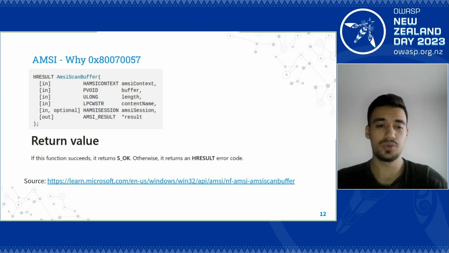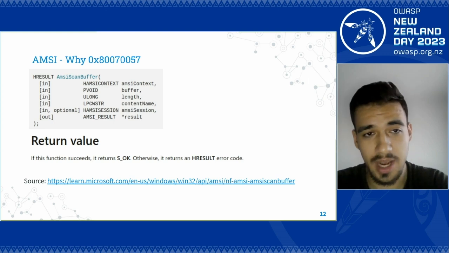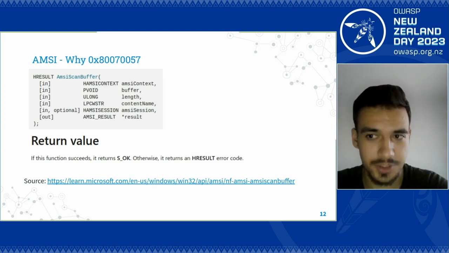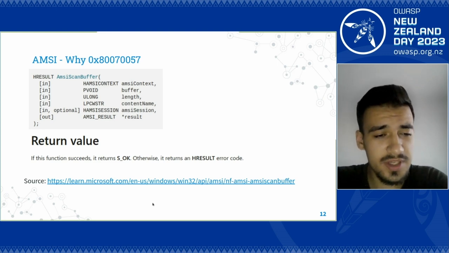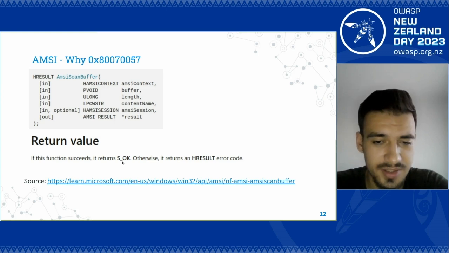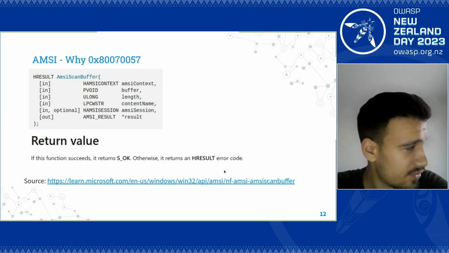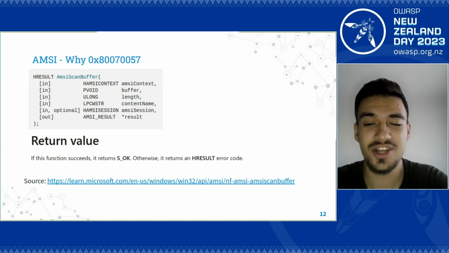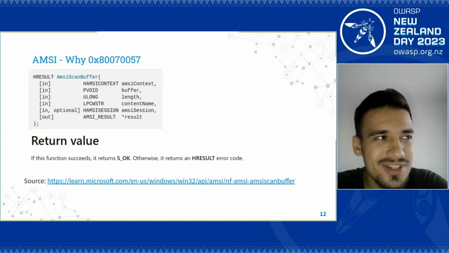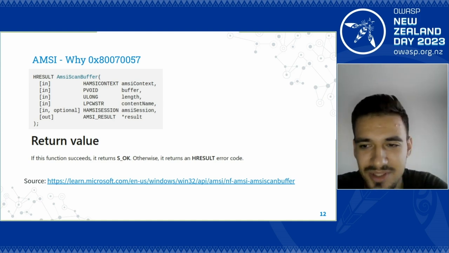And okay, returning to the value, why this one? If we take a look over the AmsiScanBuffer function in Microsoft official documentation, it says, if this function succeeds, it returns S_OK. Otherwise, it returns an HRESULT error code. But the problem here with Microsoft is the following. They didn't mention that if the function returns an HRESULT error code, all the scripts will be run regardless of their malware status.